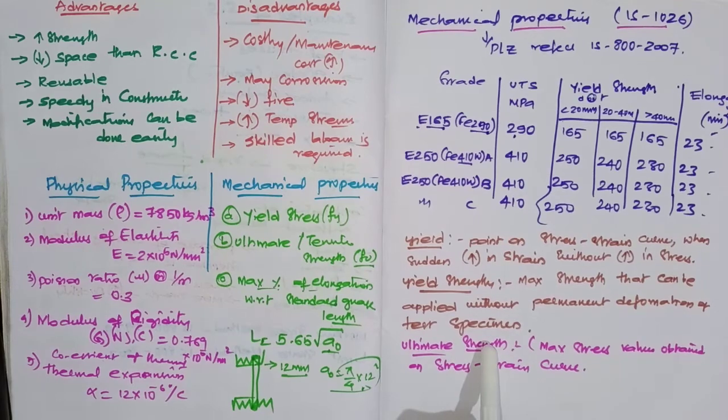Coming to the ultimate strength, this is the maximum stress value obtained on the stress strain curve. After reaching the ultimate strength only, the test specimen is going to fail. So we'll see the remaining part in the next video.